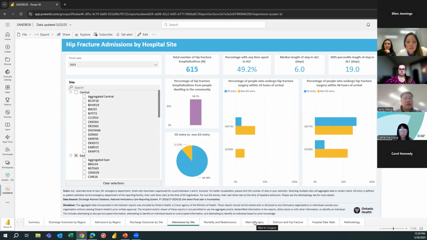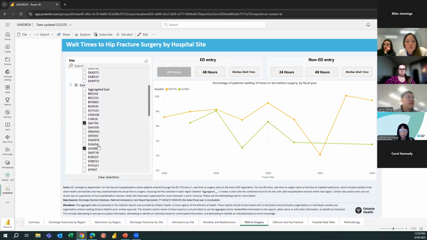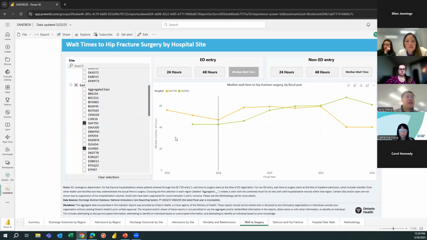So actually, I will talk about wait times to surgeries first. So this is essentially an even more deeper focus on wait times. So from 2016 to 2024, we have selected the two sites, and we can look at, for the ED entry patients, what are their median wait times? And you can really see a difference after COVID, the pandemic, that there is a massive change in their wait times between Jor and Daft.